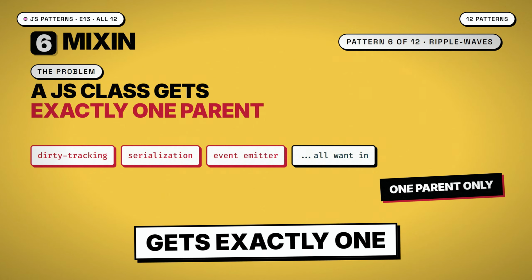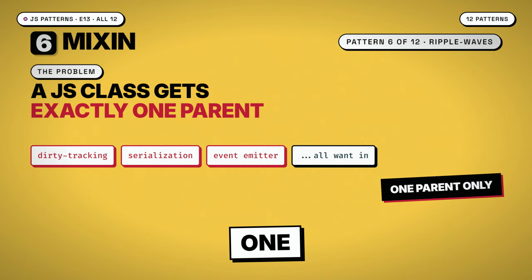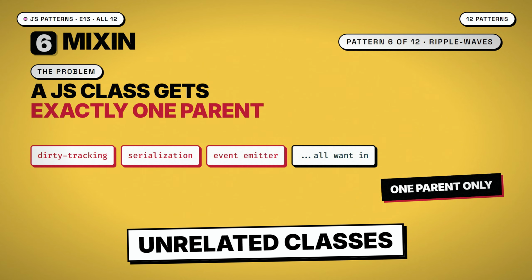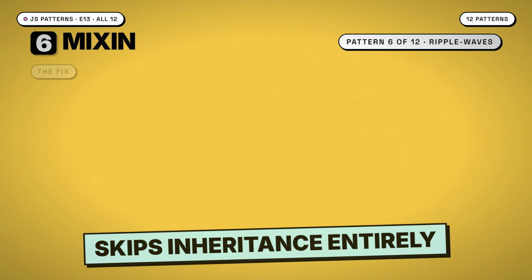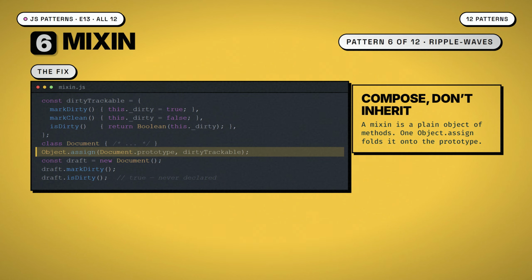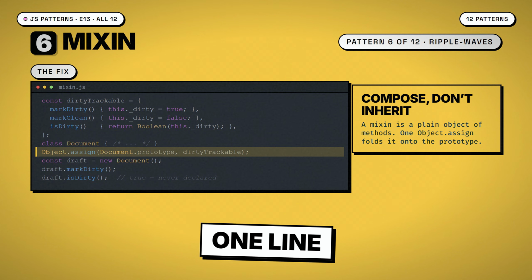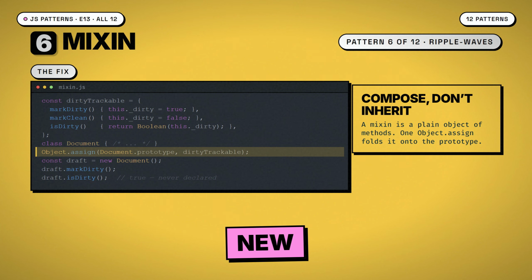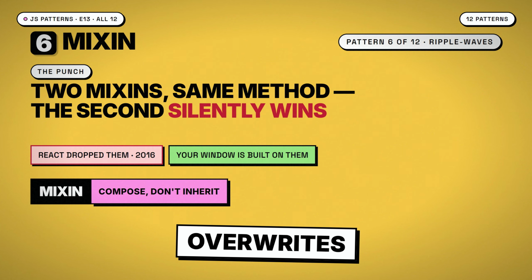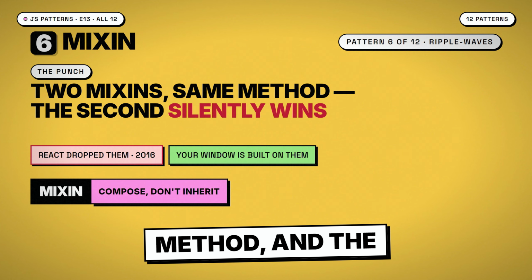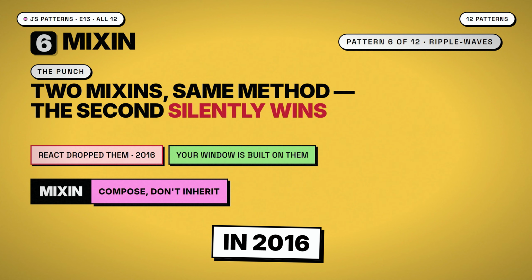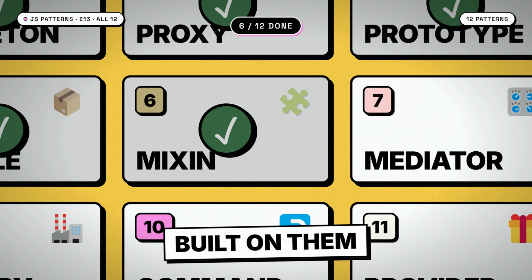Pattern 6, Mixin. A JavaScript class gets exactly one parent. But dirty tracking, serialization, and event emitter, a dozen unrelated classes, all want the same powers. A Mixin skips inheritance entirely. It's just a plain object of methods, and you fold it onto a prototype with Object.assign. One line, and the class can do something new. Compose behavior, don't inherit it. The catch, Object.assign just overwrites. 2 Mixins with the same method, and the second silently wins. No error. That's why React dropped Mixins in 2016, yet your browser's window object is built on them.